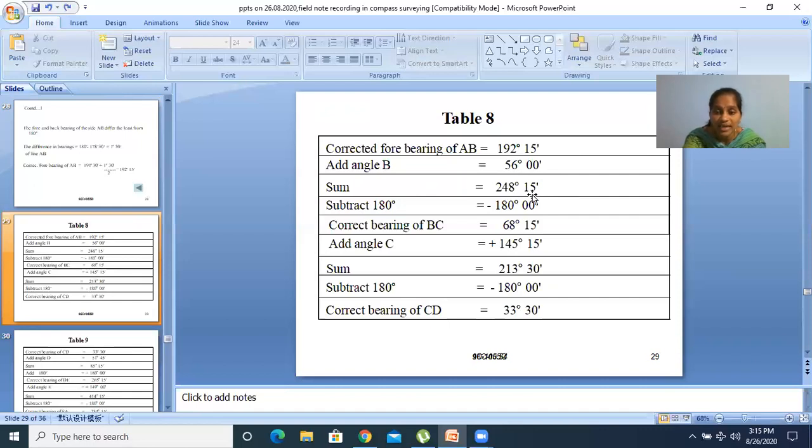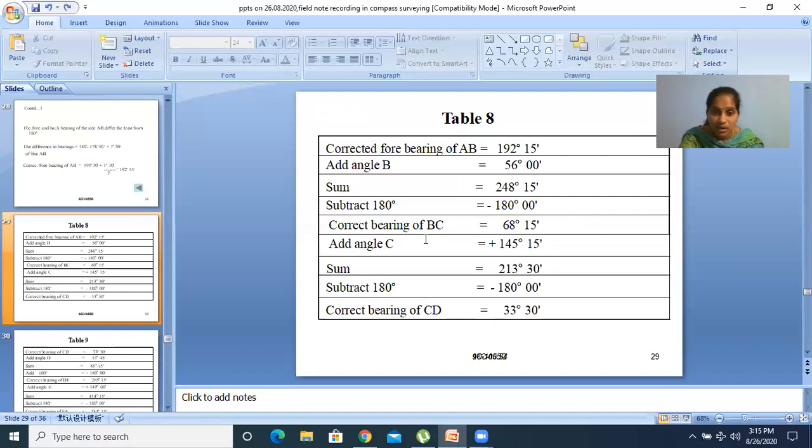So 248 degrees 15 minutes is greater than 180. Hence, deduct 180 from this sum. So 248 degrees 15 minutes minus 180. So the correct forebearing of BC line is equal to 68 degrees 15 minutes. From that you can calculate the back bearing of BC line.